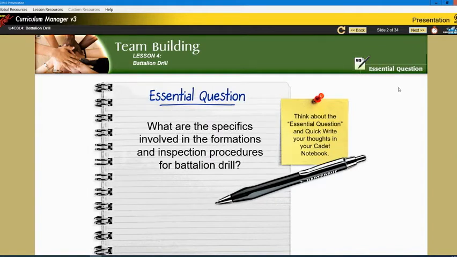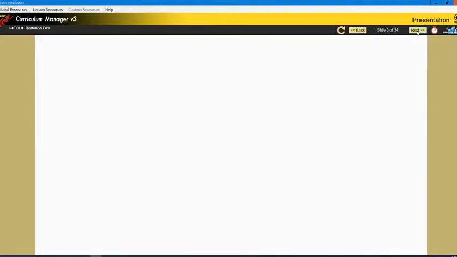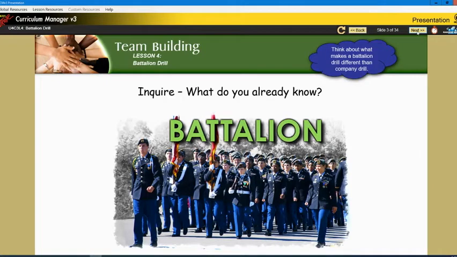Your essential question is, what are the specifics involved in the formation and inspection procedures? You got to remember, you're inspecting a lot larger group of people, so it's going to take a lot more time. What makes a battalion drill different than company drill? I just mentioned that.